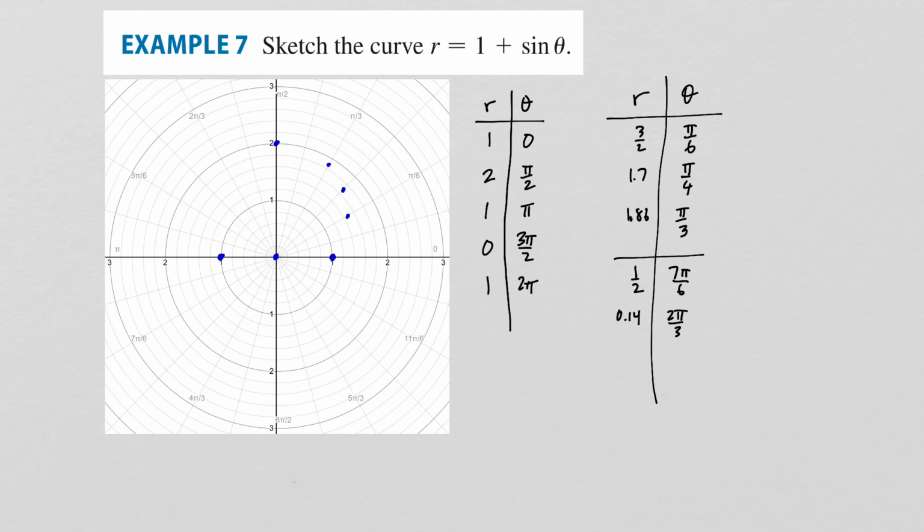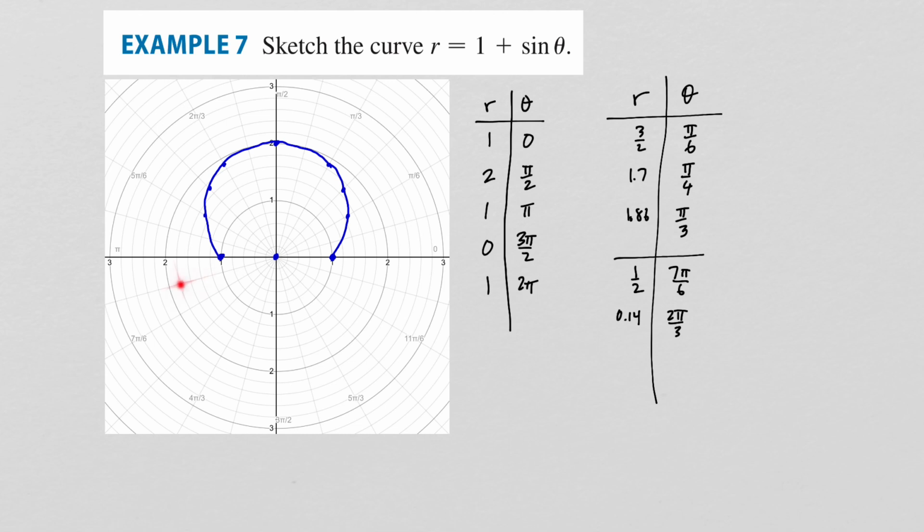Now, if you were to plug in angles on the other side, over here in the second quadrant, you would find that you would get these same values here. So what I'm saying here is that at 2 pi over 3, we will have r equals 1.86. At 3 pi over 4, we will have r equals 1.7. And at 5 pi over 6, we will have r equals 1.5. And so you can see that we're starting to trace something like this. It almost looks like a circle, but it's not quite a circle.